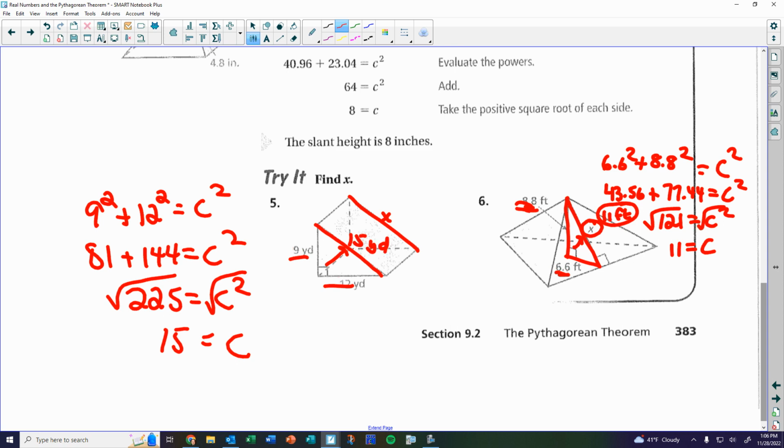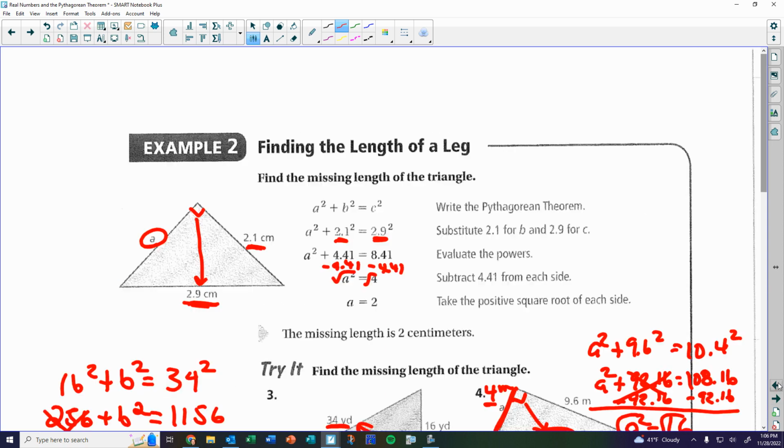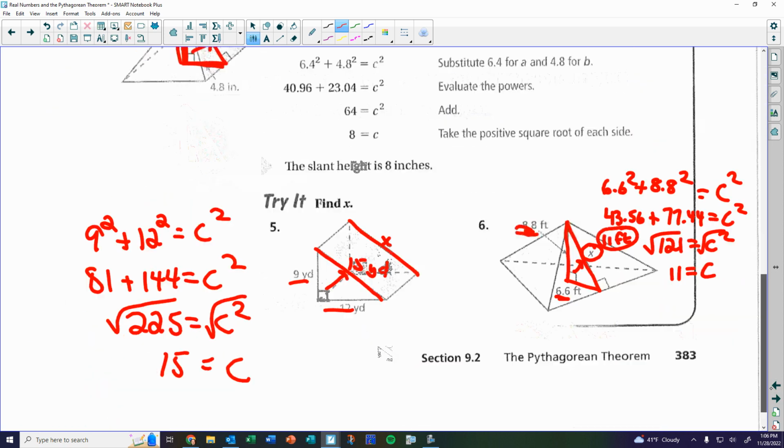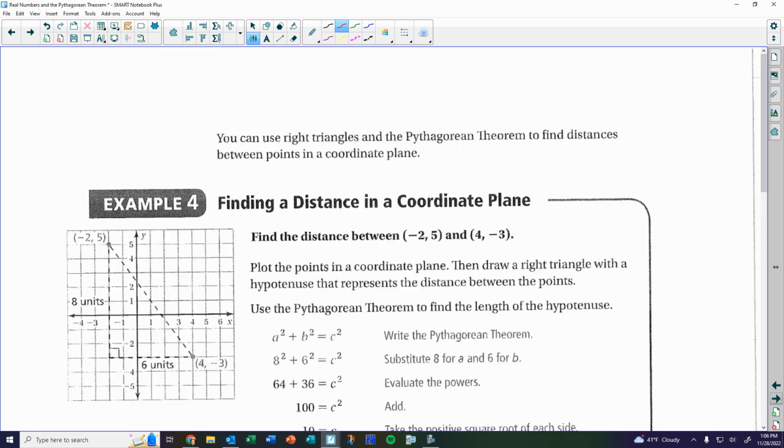Okay. The last way we can use it to find distances is on a graph. So let's show you this. Oh, wait a minute. Did you guys get that? I'm sorry. I know we're kind of fast. We're good? Okay. So here's a graph, right?